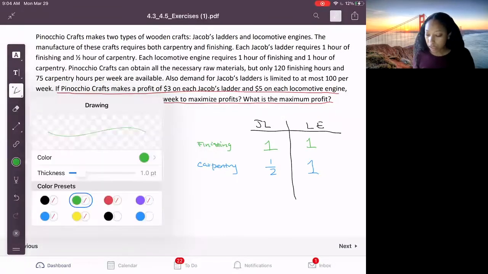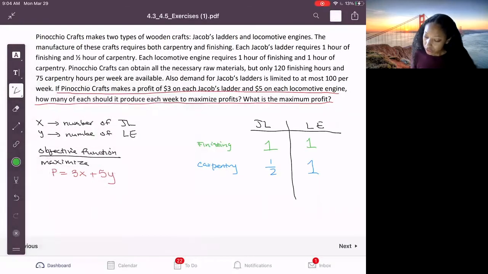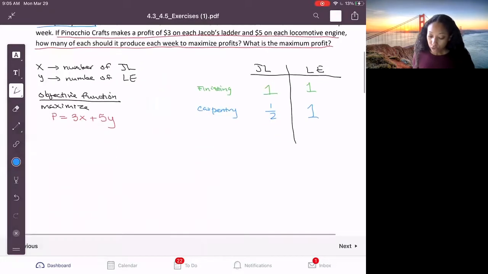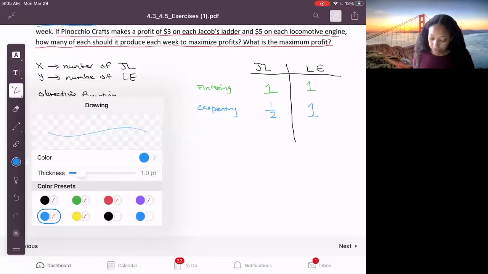And for my people who would rather not make this table, or can't figure out how to make the table, again, you can just go through and read the sentence. For finishing, it says 1 hour of finishing for the Jacob's ladder, 1 hour of finishing for the locomotive engine, and then also we have 120 finishing hours in total. For the carpentry, half an hour, 1 hour, and 75 hours in total. All right, so let's write out our constraints.